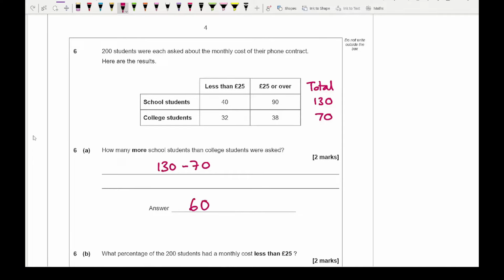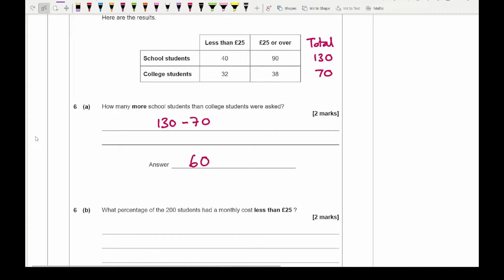Moving on to 6b, it says what percentage of the 200 students had a monthly cost less than 25? Less than 25 here is going to be adding up the less than 25 column. Well, that's going to be 40 plus 32, which is 72, and it's out of 200. So it's going to be 72 out of 200. Now when working with percentages and fractions, we want the denominator to be 100. So if I divide both these numbers by 2, I get 100, half of 72 is 36, and 36 over 100 is 36%.